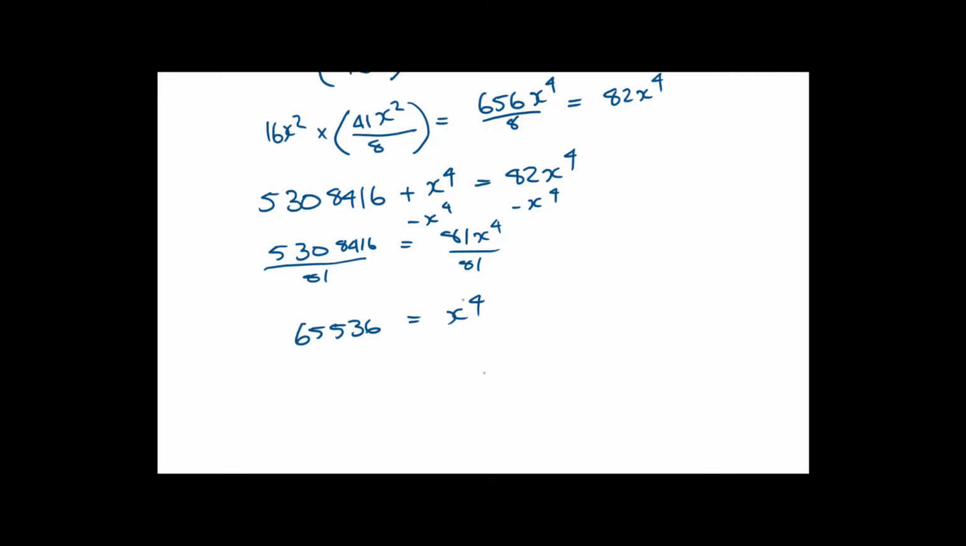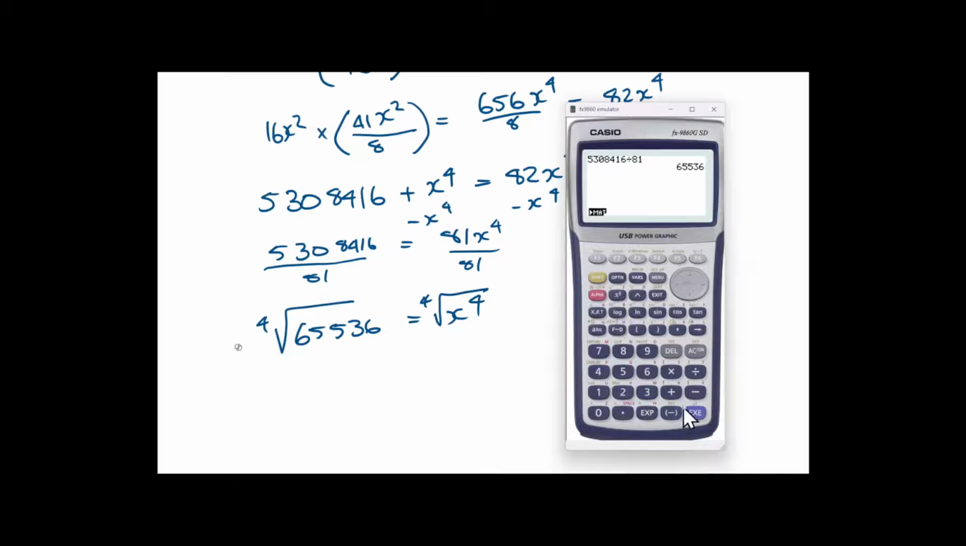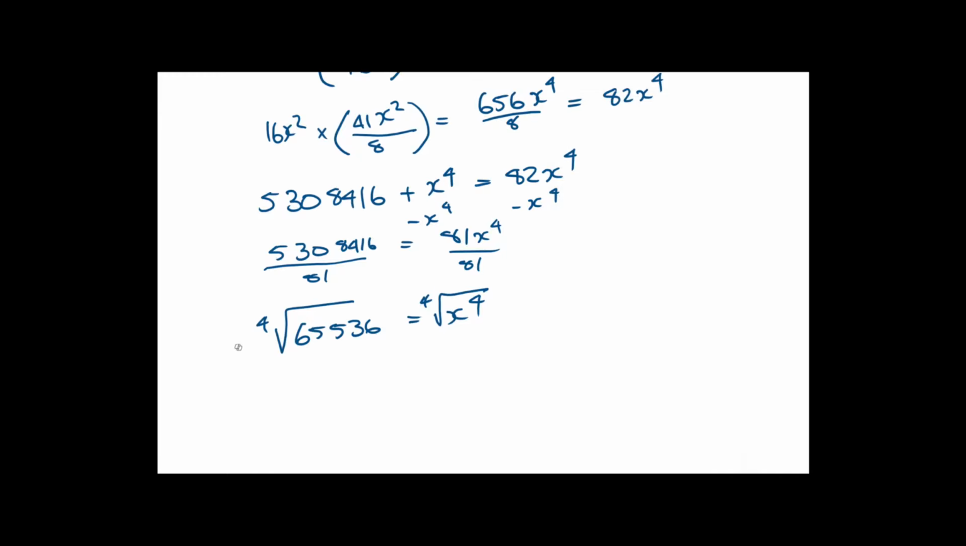We're nearly there. Let's take the fourth root of both sides. So that's the same as raising it to the power of a quarter. I'm taking the fourth root. And the answer is, drum roll, 16. So x is 16.